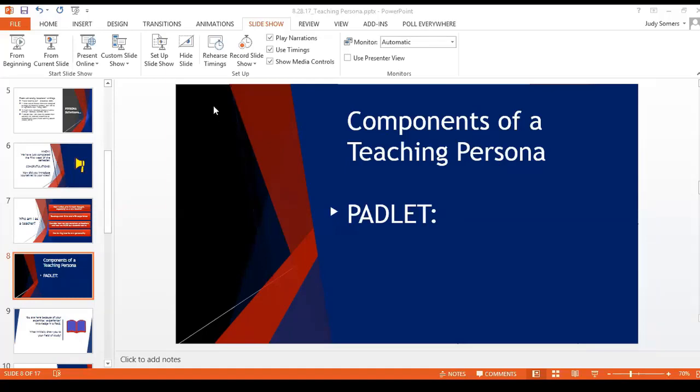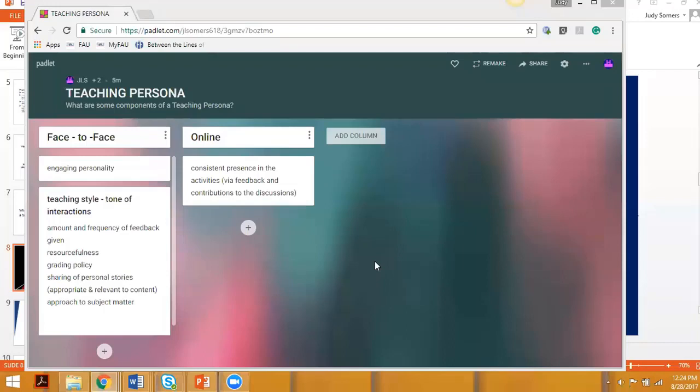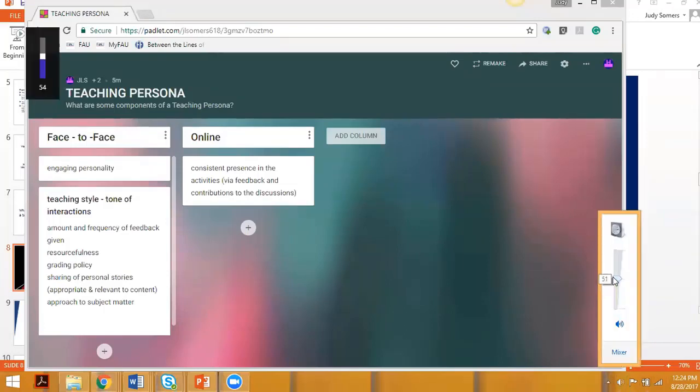I put the engaging personality for the face-to-face component and a consistent presence for the online component. A consistent presence in the activities, both feedback and contributions to the discussions. And you're right, that is an extremely important piece of it, being consistent in that course, so that they know that there really is someone on the other side of that computer. Thank you. You're welcome.